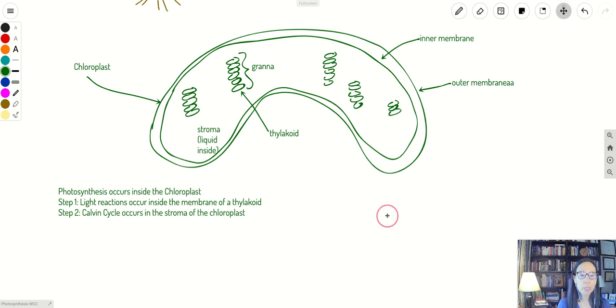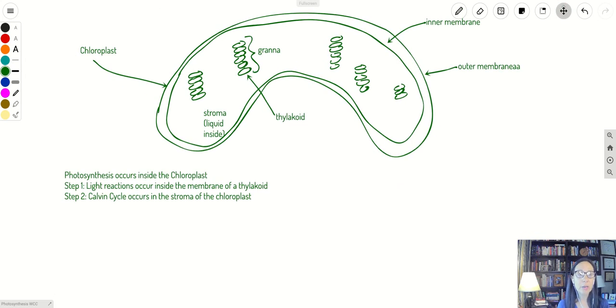Okay, so what I'm going to do now is I'm going to go through the details of these different steps. Okay, so there's 2 steps. And there are some details. We're going to talk about some integral membranes that are going through the membrane of the thylakoid. And then we're going to talk about what's happening with the molecules. Okay, so let's start with step 1 of photosynthesis.